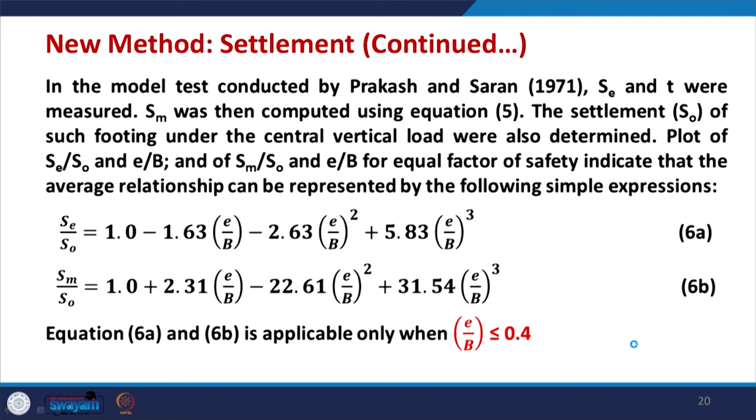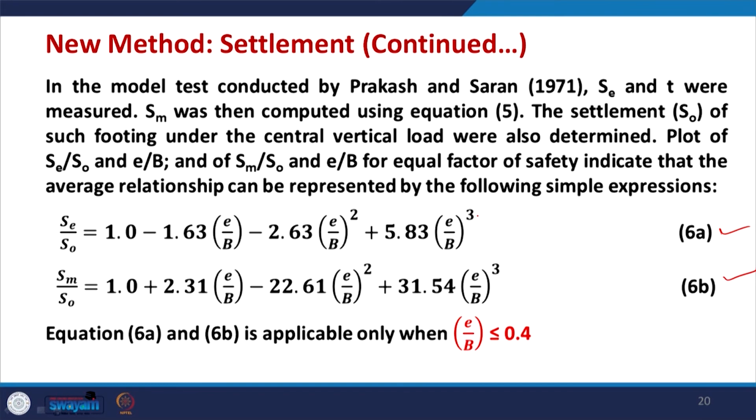So, finally, from the test results they know the value of SM, the value of SE, and the value of S naught for different values of eccentricity, and they came up with the empirical relations which denote the ratios SE by S naught and SM by S naught in equations 6a and 6b. These are functions of E by B. So, you have SE by S naught equal to 1 minus 1.63 E by B minus 2.63 E by B whole square plus 5.83 E by B cube.